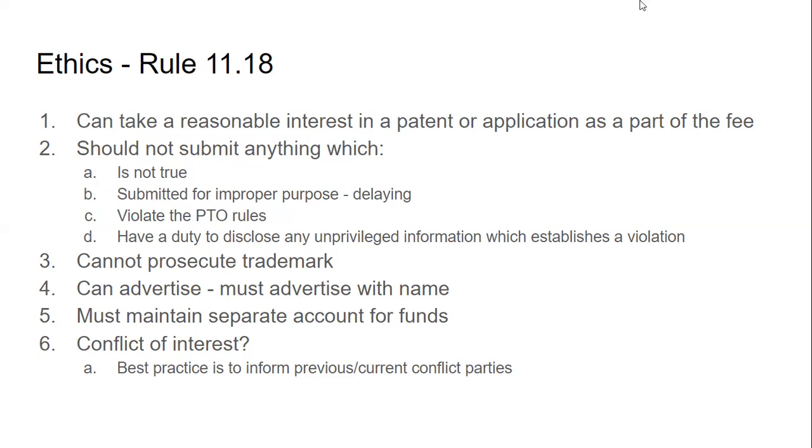So kind of a quick one, but hopefully it helps, and hopefully anything that's ethics will be pretty clear.